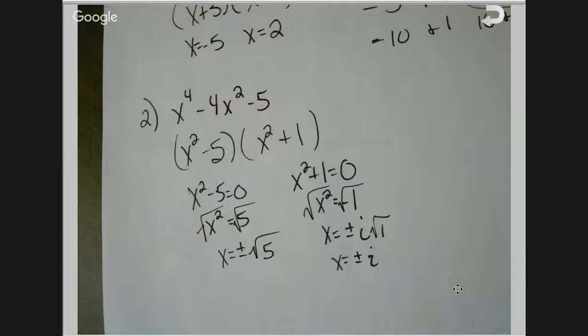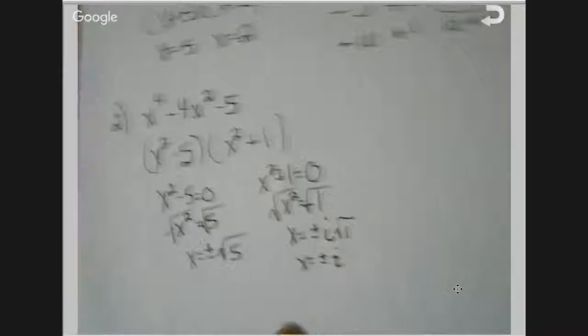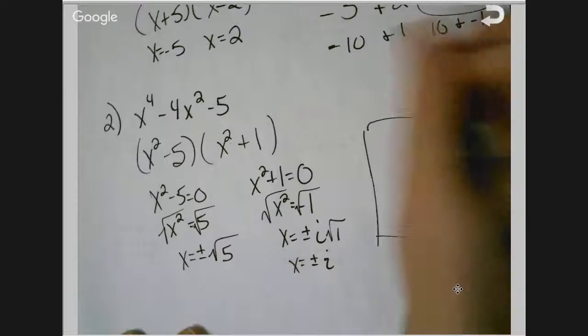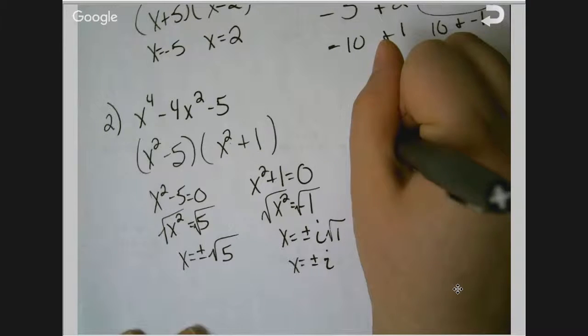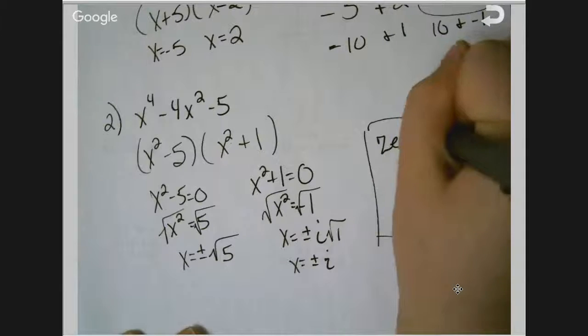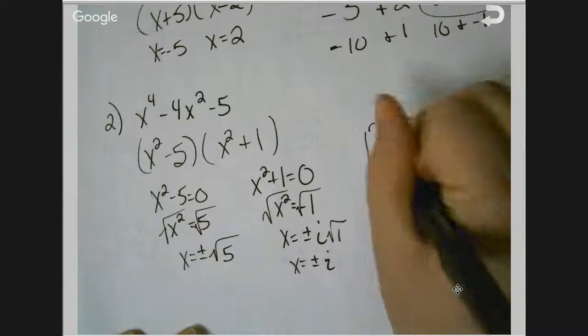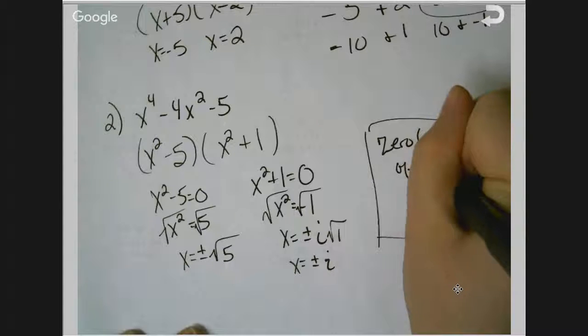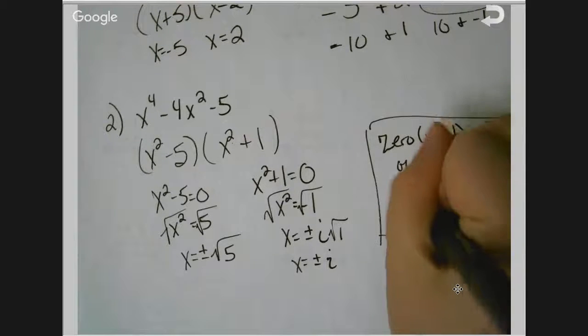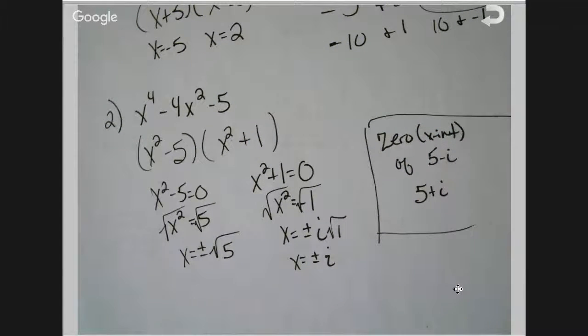This would be a good point for me to also make a side note. It's not really factoring, but you need to know it. If I told you that I have a zero or an x-intercept of 5 minus i, and I said, okay, that's great, but what's my other x-intercept that I know I have? If you have 5 minus i, you also have 5 plus i. Okay? It's called the conjugate of it.